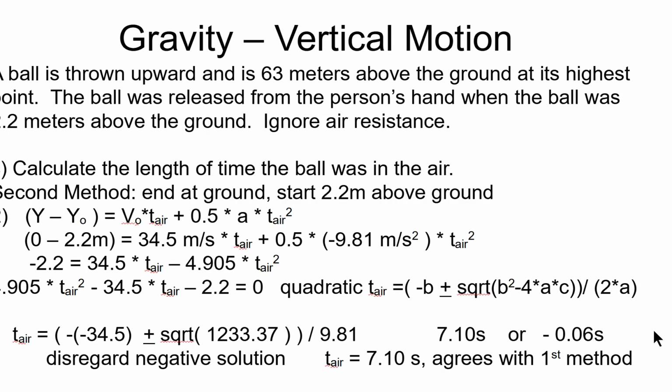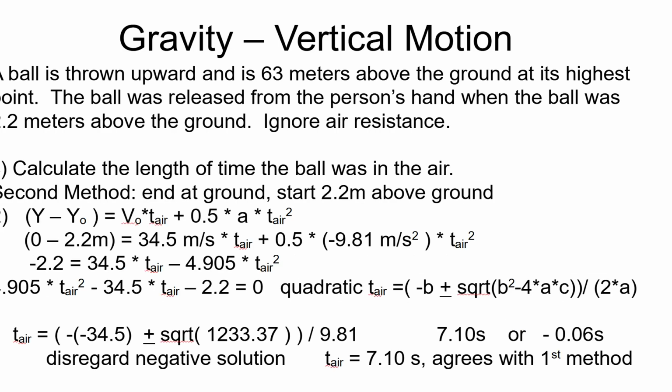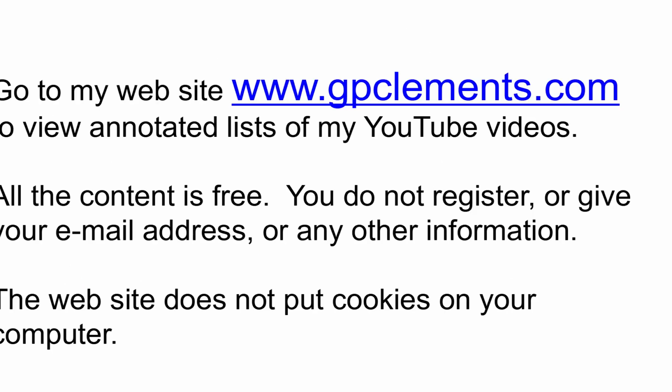I'm going to flip back to the previous page. 7.1 seconds was the result, doing the calculation in two steps, an up part and a down part. I get 7.1 seconds for this, doing the calculation one time. A little more complicated calculation, but there's only one of them. And so we have agreement on those two. So that's vertical motion. Very important to keep the y numbers and x numbers separate if you're doing projectile motion.